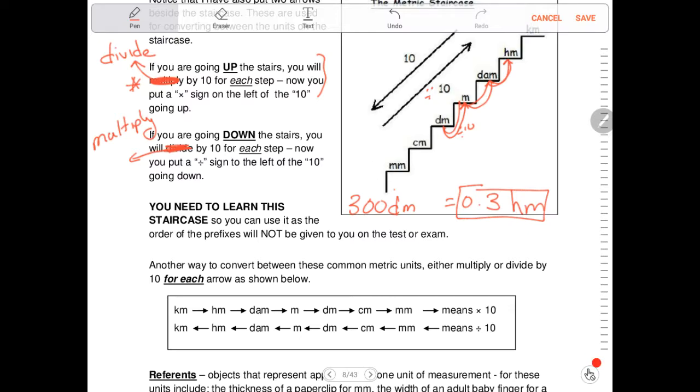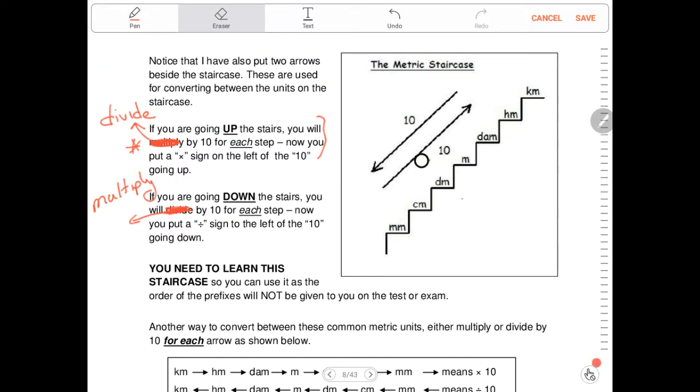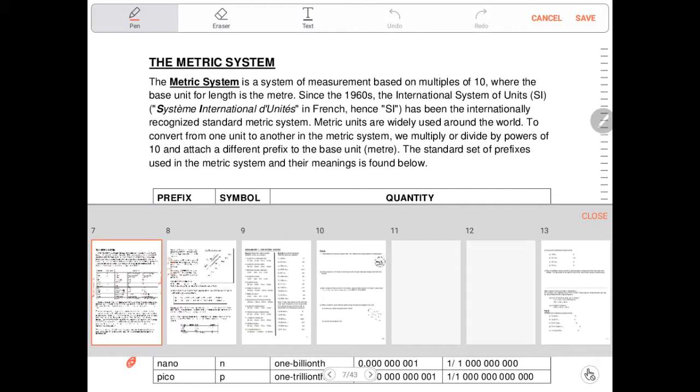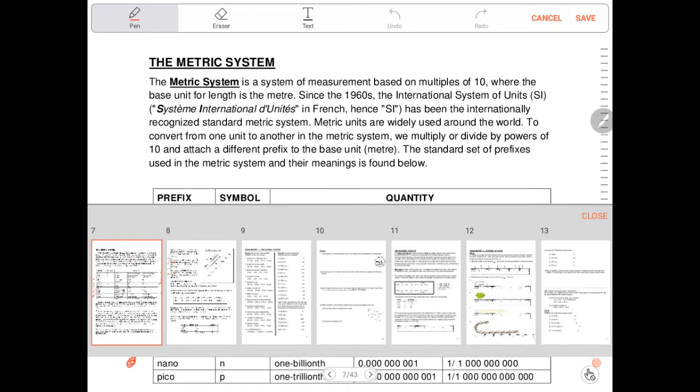Now, I guess the opposite then must be true if you are going down the staircase. So if you are going down the staircase, you are going to multiply by 10 each time. And I did mention that, as you see back here. So if we look back at our standard table, oh, I'm sorry, I'll just hit that. There we go.